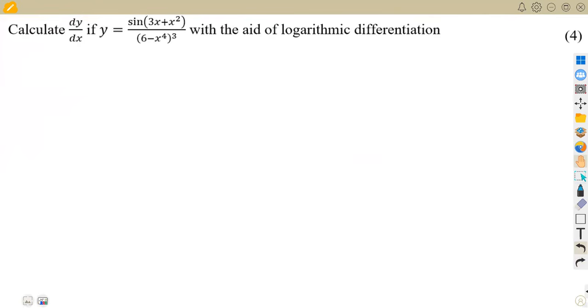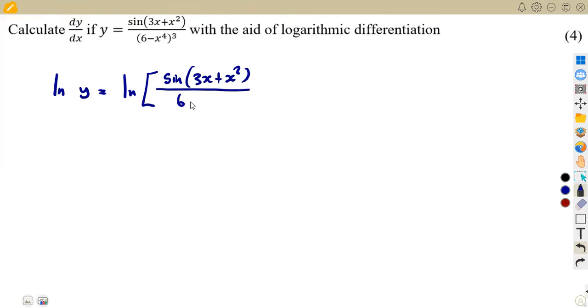If we are to introduce our logarithms here, because we're asked to use the logarithmic part, we are going to introduce the logarithms just like the previous part that we had. Meaning to say, we are going to have the ln introduced to this side, which is going to be the ln of y equal to the ln of this whole part that we have here, which is the sine of 3x plus x squared, like this, over 6 minus x to the exponent of 4, everything to the exponent of 3. So this is what we have.